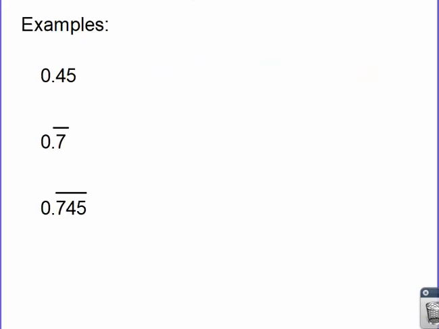So the first one is 0.45. This is a terminating decimal because it does not repeat. It has no bar. So what we do on this one is we just say it correctly: 45 hundredths. So we write it as 45 over 100. And then we simplify that.